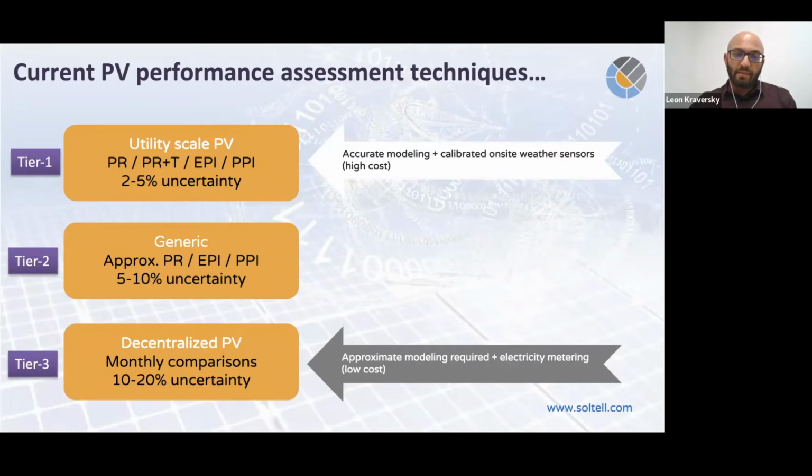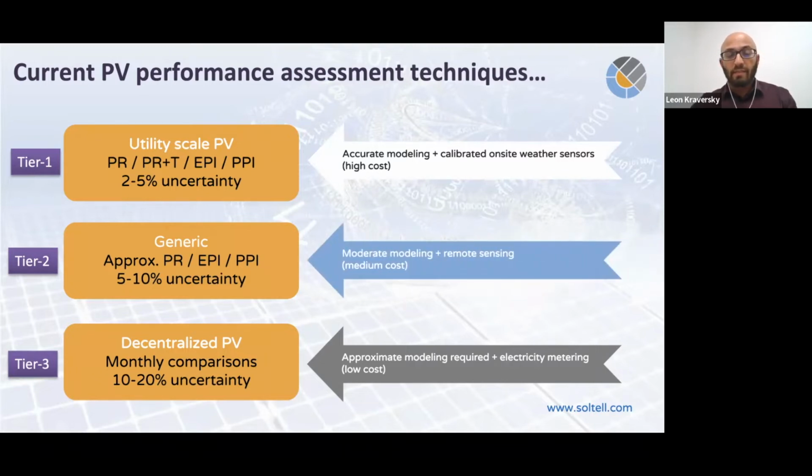On the other side, tier 3, we have the decentralized PV, and we have monthly modeling and comparisons to actual production with meters. It's the easiest and the low-cost one, and it's the most common also in reality.